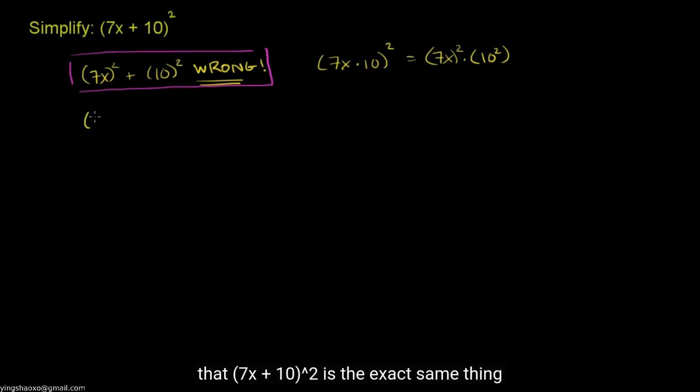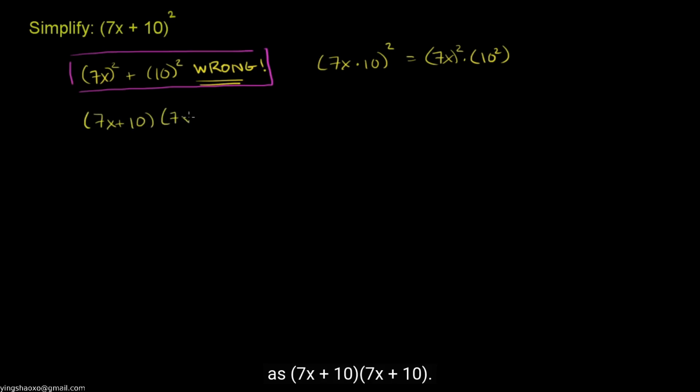And to see why it's wrong, you have to just remind yourself that 7x plus 10 squared is the exact same thing as 7x plus 10 times 7x plus 10. That's what it means to square something. You're multiplying it by itself, twice here. If you only did it once, you'd only have one 7x plus 10. So this is what it is.